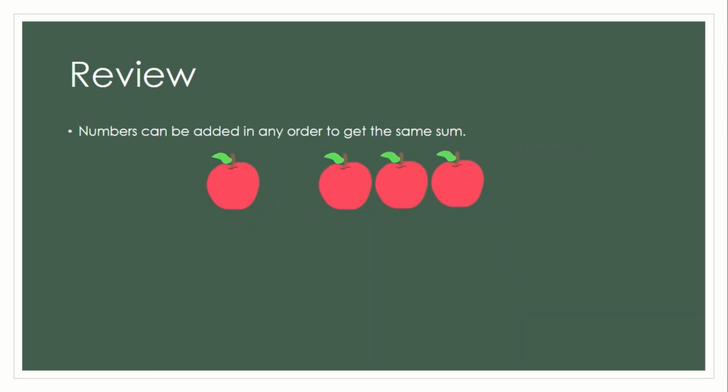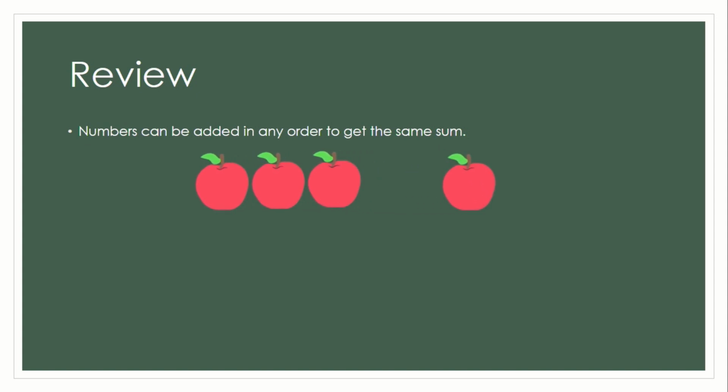The second thing we need to remember is numbers can be added in any order to get the same sum. 1 apple and 3 apples make 4 apples. Even though you switch their positions, there are still 4 apples. 1 plus 3 equals 3 plus 1. With this knowledge, we can change the order of the addends to help us add faster and easier.